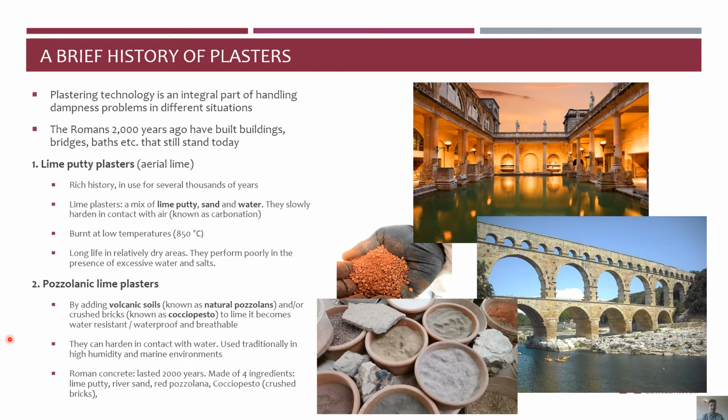It's a chemical reaction between these volcanic soils and crushed bricks and the lime putty that creates water-resistant bonds. These plasters can harden in contact with water, even underground, and they were traditionally used by the Romans in antiquity in high humidity and marine environments. The famous Roman concrete, which lasted 2000 years, is made of four ingredients: lime putty, river sand, red pozzolana, this type of volcanic sand, and cocciopesto, the crushed bricks.